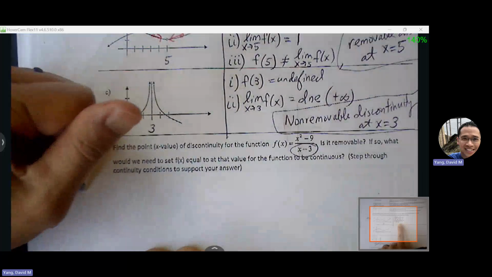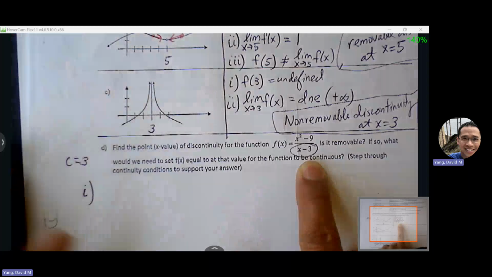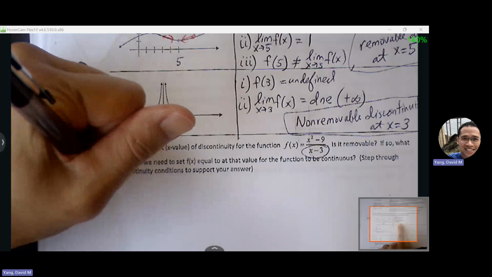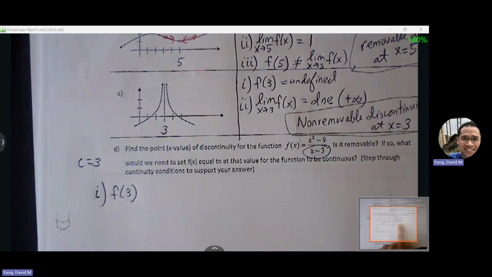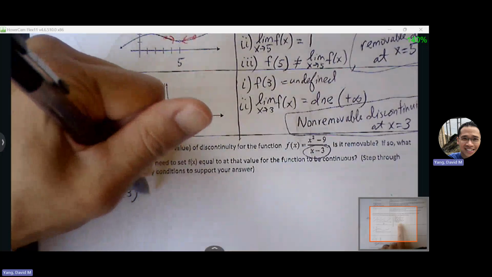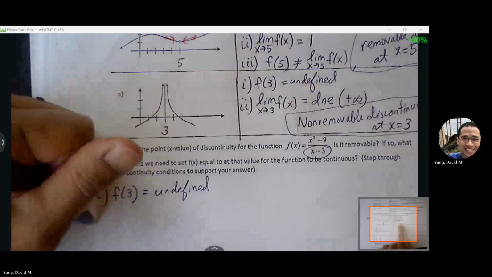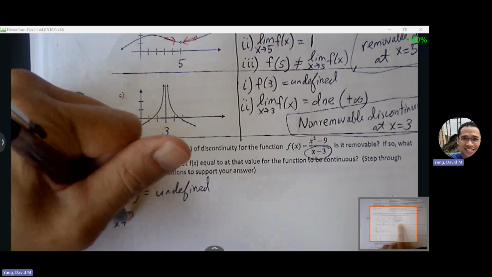Okay, so first condition, we know our x value is at 3, our c value is at 3. That's going to be the point that we're zeroing in on. So let's find f of 3. If I plug 3 into the function, is it defined? Yeah, we get 0 over 0, which we know is a hole, but it's undefined, right? The point doesn't exist, so no, it's undefined. Second, limit as x approaches 3.